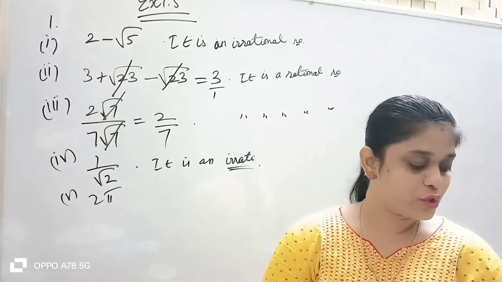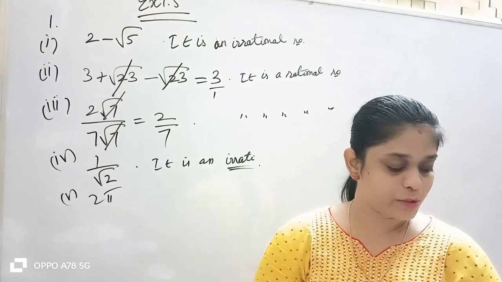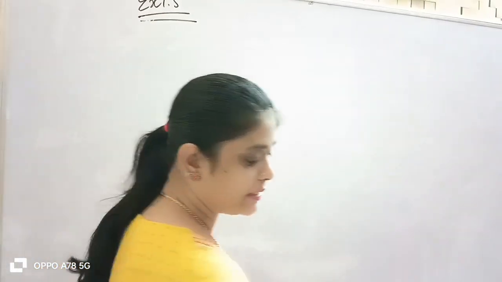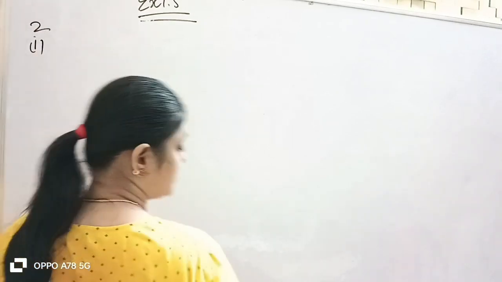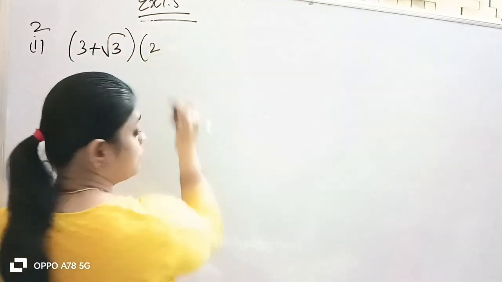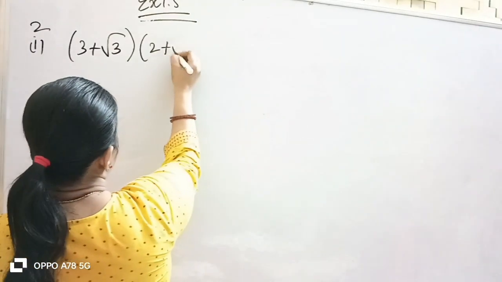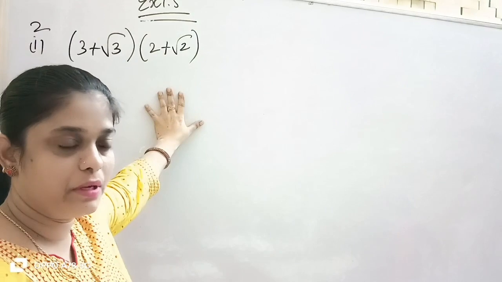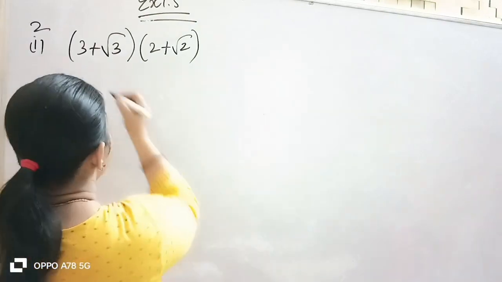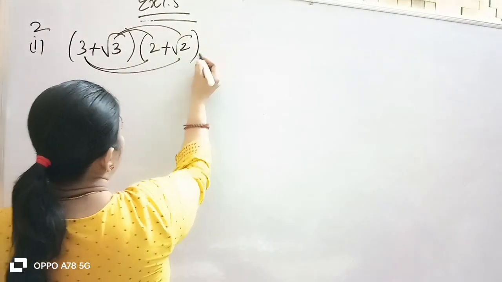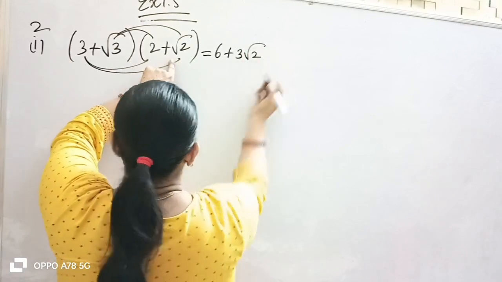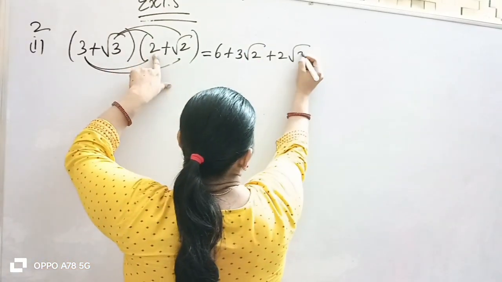Here, we see which identity matches and use the suitable one. In the first one, no identity is suitable. What is the first question? 3 plus root 3 into 2 plus root 2. The identity is not possible here: same number, different sign, this pattern is not there. So take the first term and multiply, then take the second term and multiply. 3 into 2 is 6, plus 3 into root 2, 3 root 2, plus 2 into root 3, 2 root 3, plus root 3 into root 2.